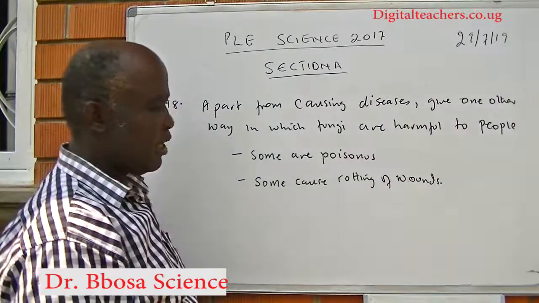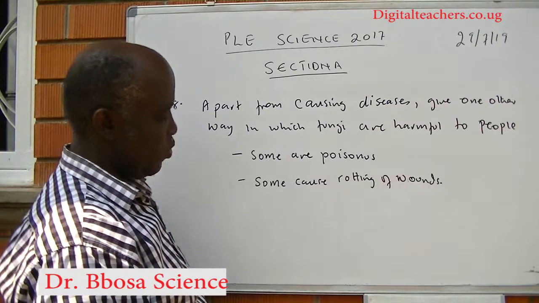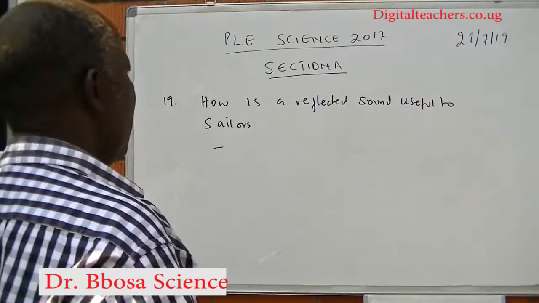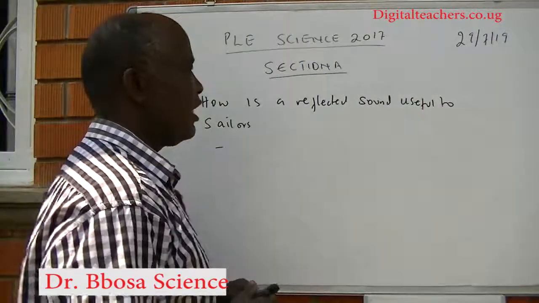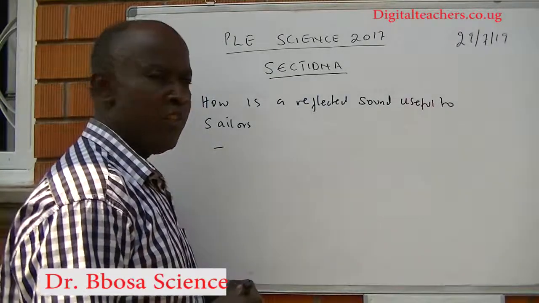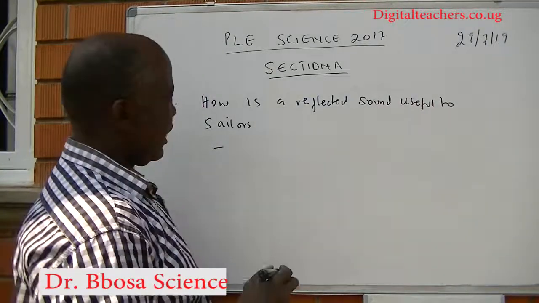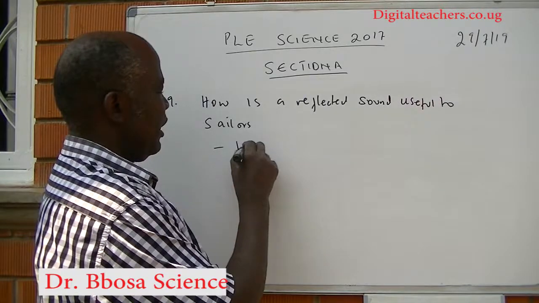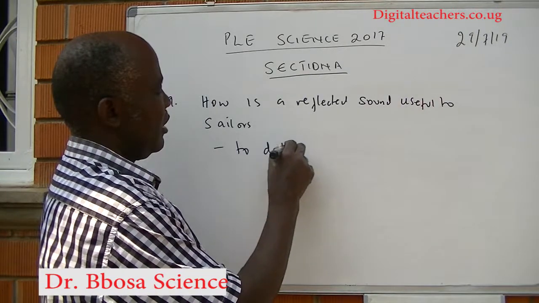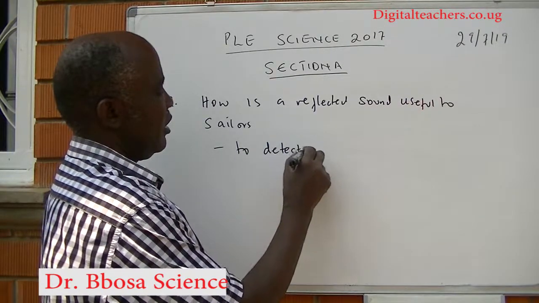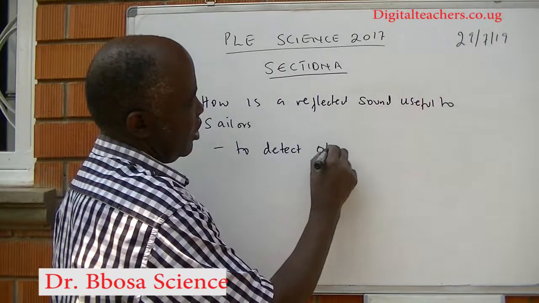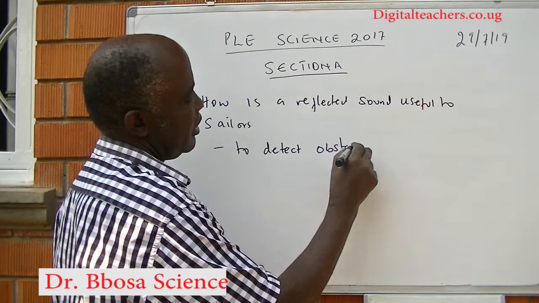They may cause rotting of wounds. Number 19, how is sound reflected? Used by sailors to detect obstacles.